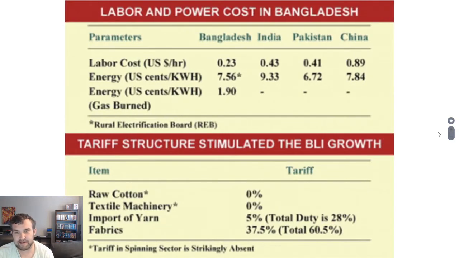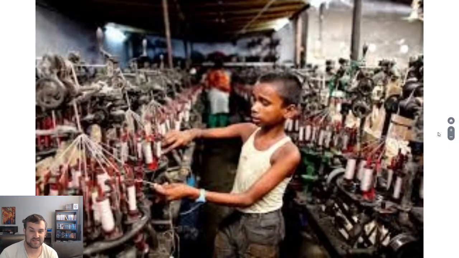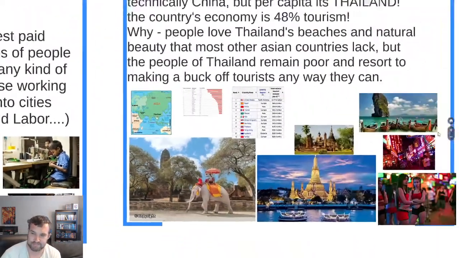Bangladesh is really rough. The cost of labor in Bangladesh, what does this say? US dollars per hour, 23 cents. Dang. Wow. So if they work an 8-hour day, they get less than $2. That's incredible. And then they've got child labor going on there. That's super messed up. And here's kids working in the textile mills in Bangladesh today.